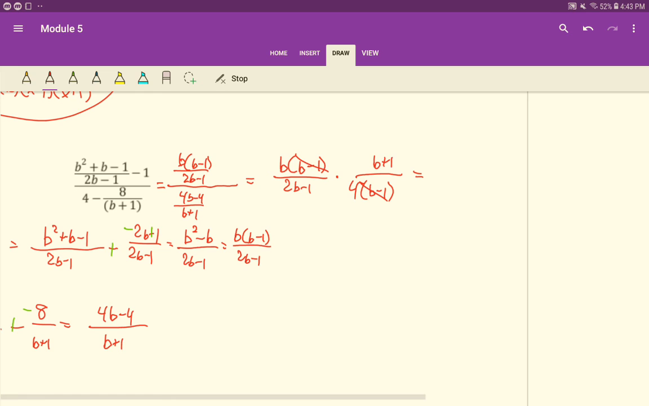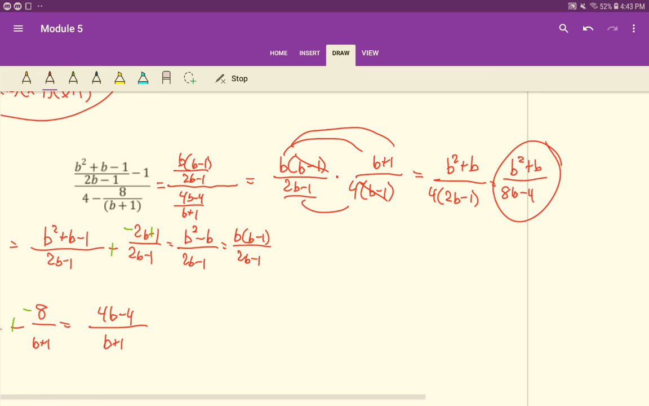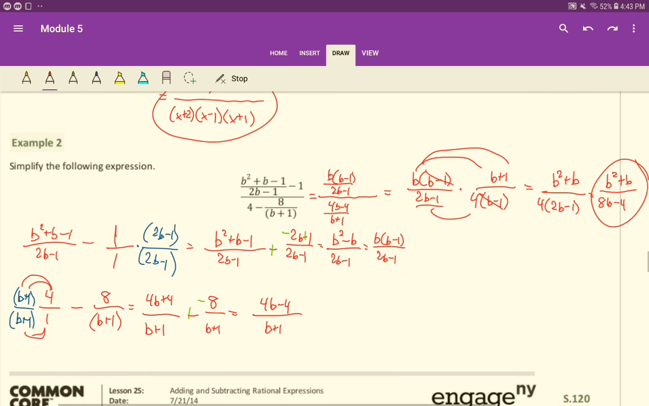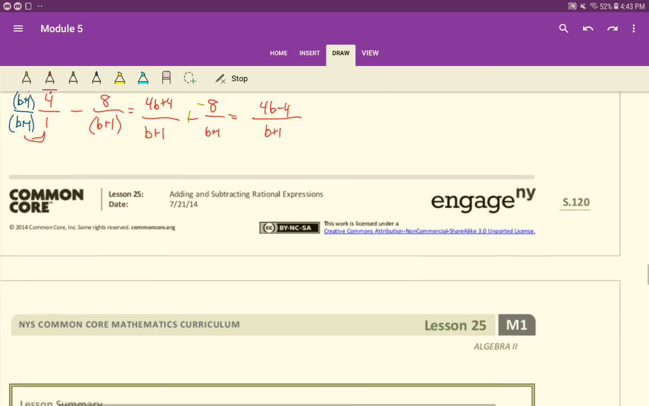So now we finally multiply. It'll be b squared plus b, because again that b distributes to both terms here. And it'll be 2b minus 1 times the 4. So you can write it just 4 times 2b minus 1 if you like, or you can write it as 8b minus 4 like that if you like. And that is the simplified form of that mess right there. Look at all that work. Isn't it beautiful?